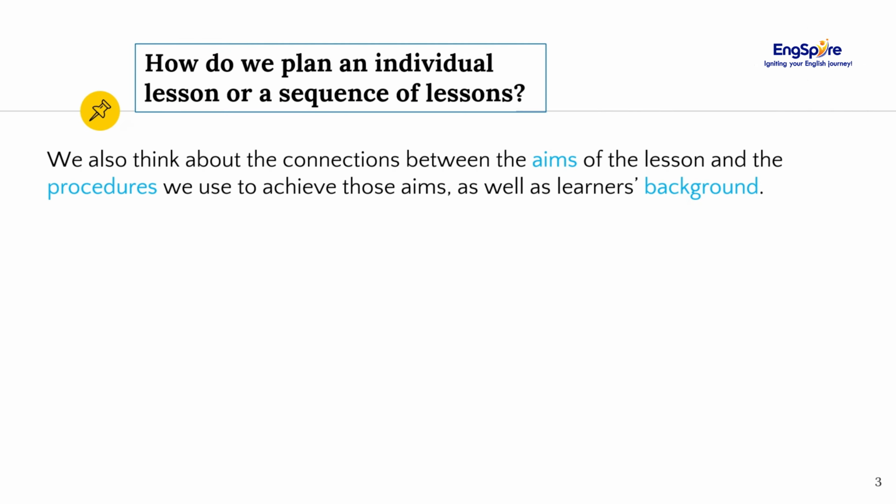As you all know, good lesson planning is about connecting the lesson aims, the teaching procedures, and the learners' background. The lesson aim is what we want our learners to achieve. For example, if the aim is to help students use the present continuous, then all the activities should help them practice that language. The procedures are the steps we use to achieve the aim, such as presenting the language, giving controlled practice, and ending with speaking activities.